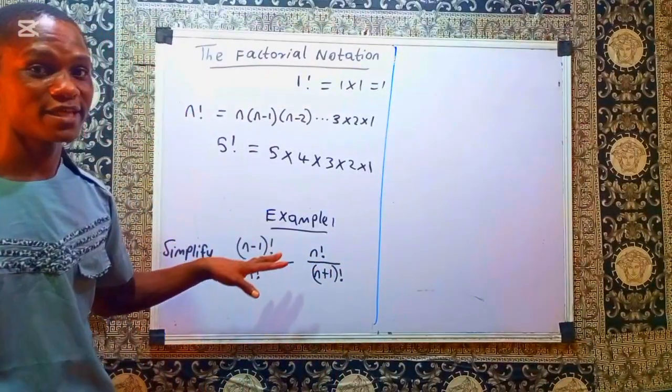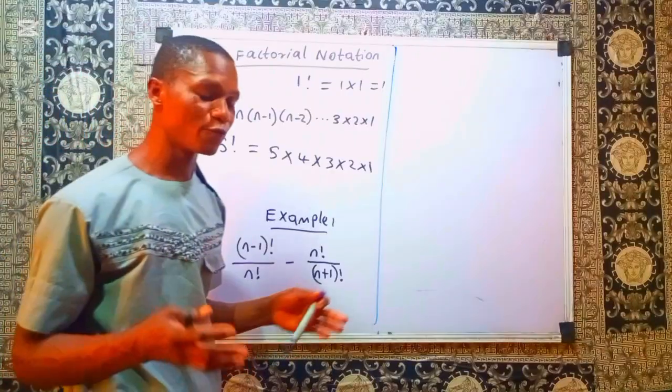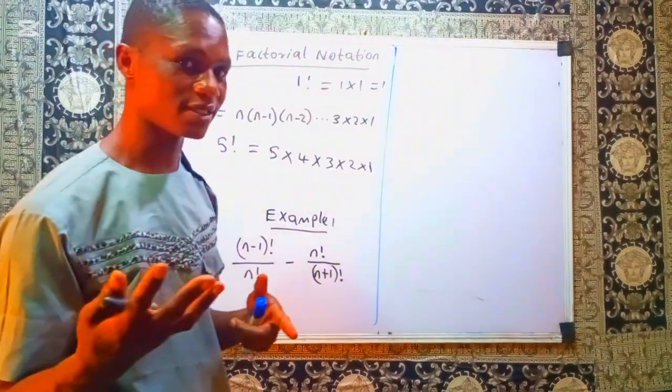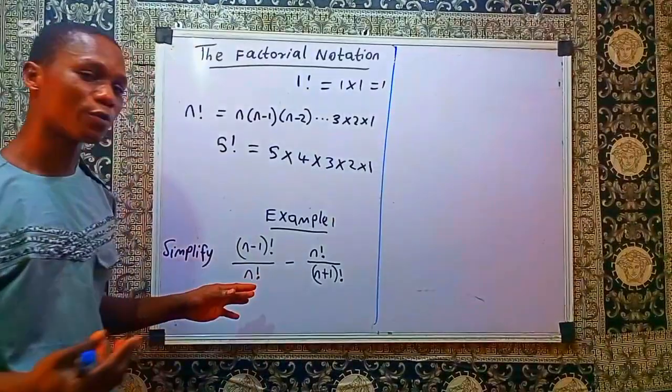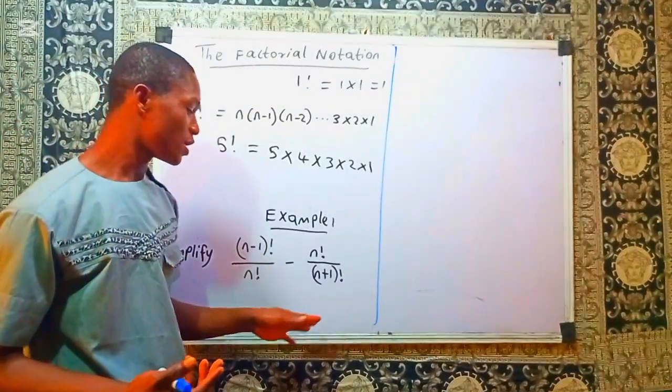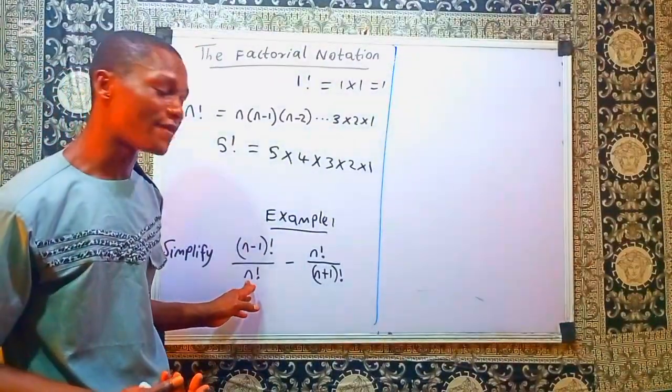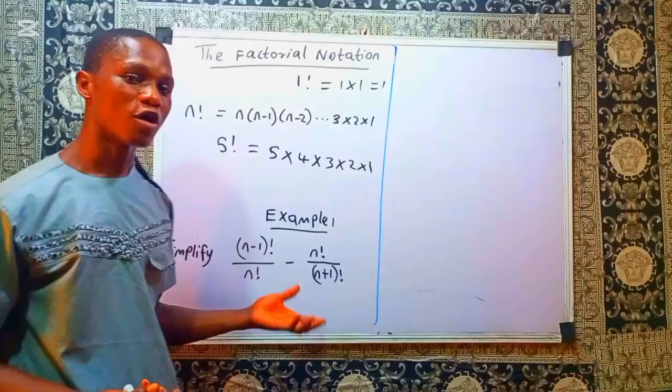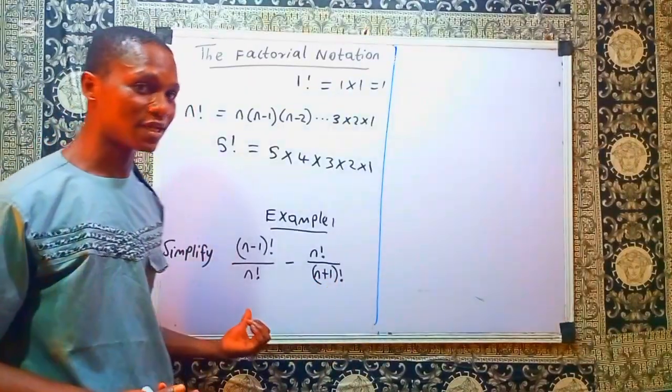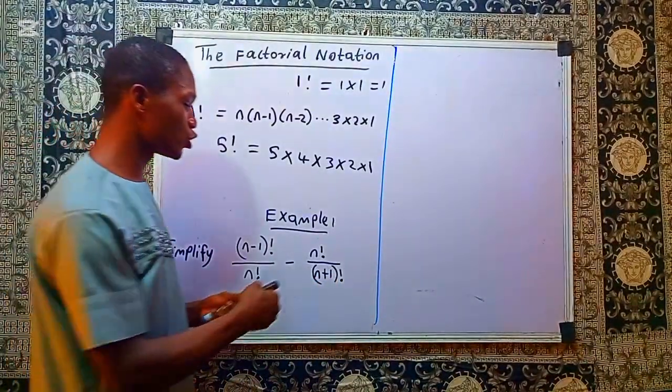So this, what we have here is a fraction, right? And you know, if you want to simplify fraction, you need what? The LCM. So the question is, which one will be the LCM among the denominators? Is it n factorial or n plus 1 factorial? Of course, n plus 1 factorial is bigger than n factorial. Let me show you that.